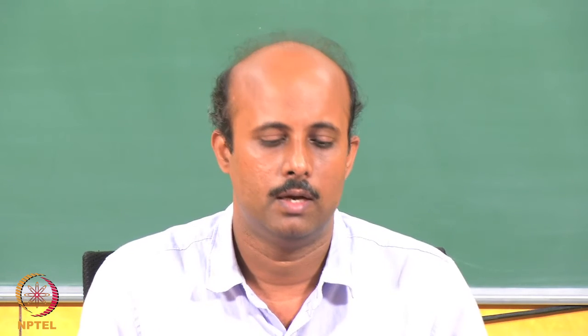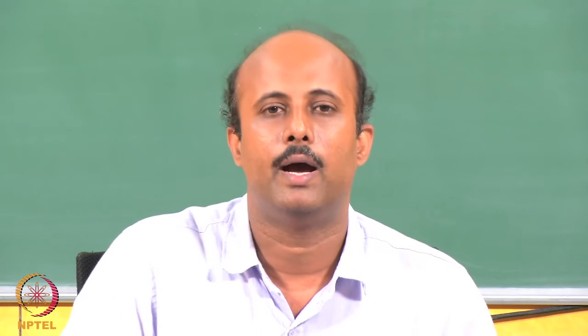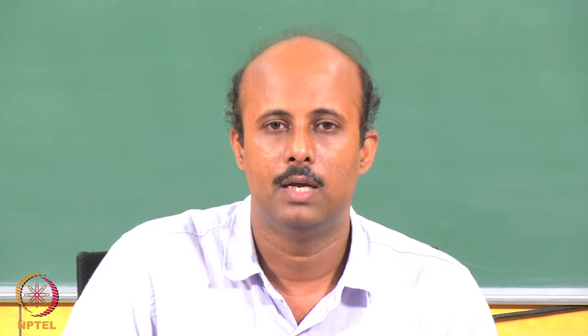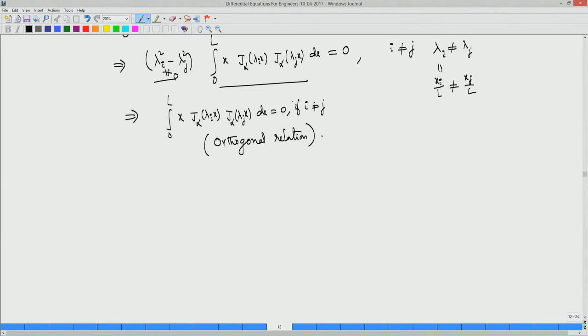So, we are looking at the orthogonal relation between the Bessel functions. We have shown that they are orthogonal to each other when they are different. Now we look at the other part, when you take the same function, that is, when you take lambda i equal to lambda j, which is the same as i equal to j.